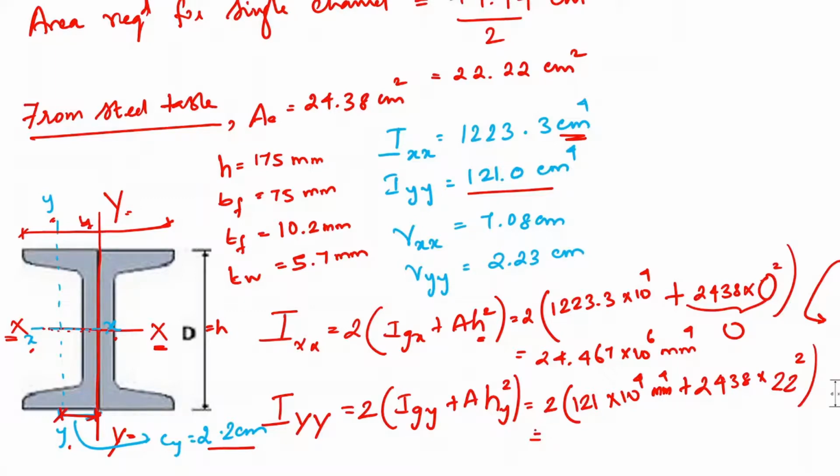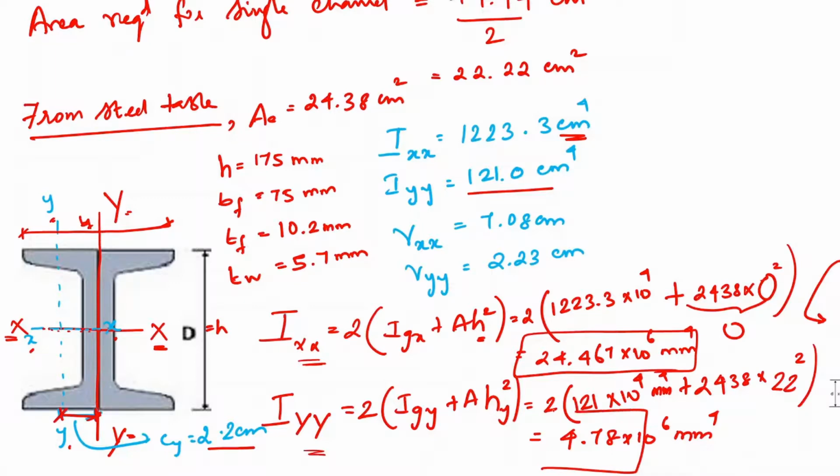Now Iyy, the moment of inertia about the global axis, is 4.78 into 10 to the power 6 mm^4. And the corresponding radius of gyration also has to be calculated. But if you compare the values, xx is still the major axis and yy is the minor axis. The difference between the moment of inertia of xx and yy is huge. You can compare 24.467 and 4.78. There is a huge difference between xx and yy.